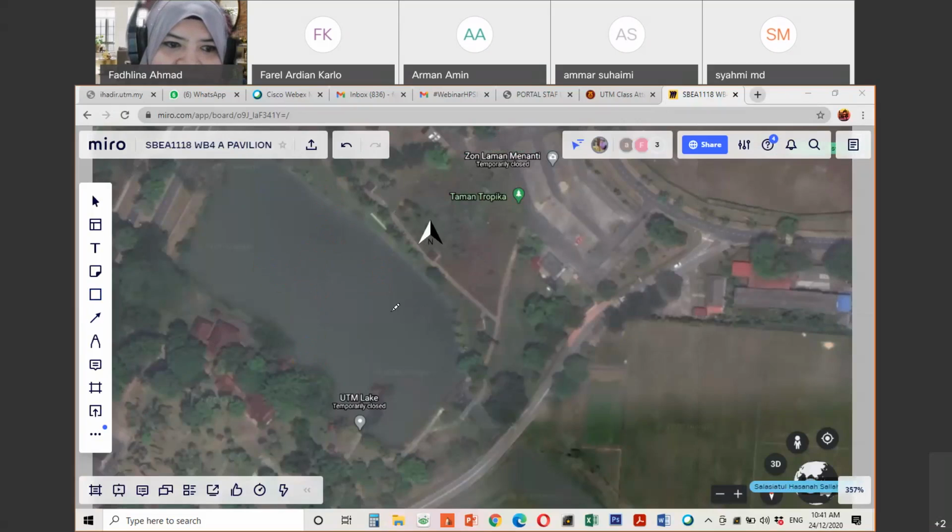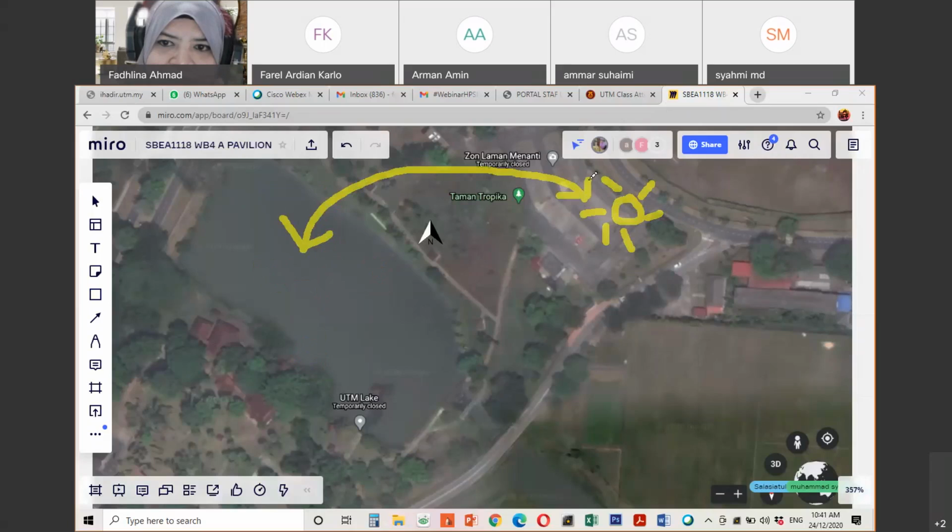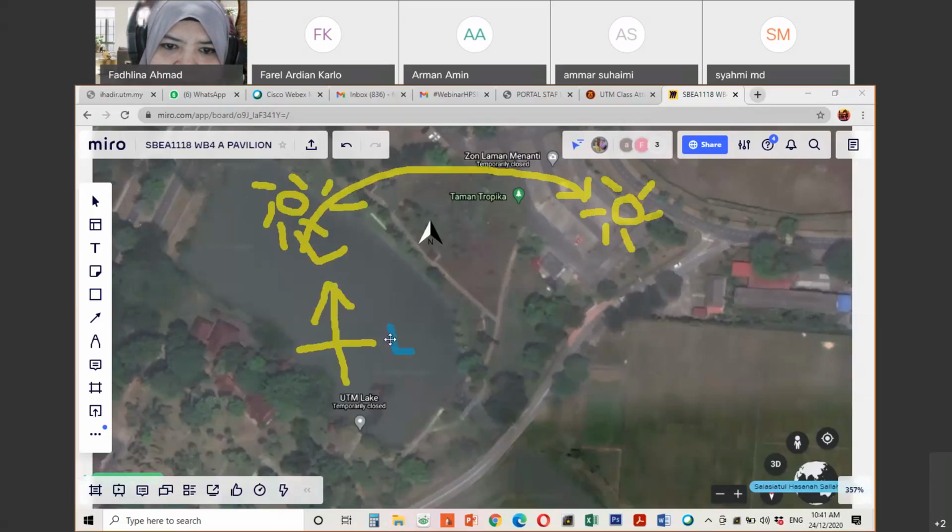Okay, so your sun rotation will be from here to over here. It will rise from the east and go down to the west. Alright, it is east. Do you understand, Farrell? Farrell, can you understand this one? Okay, so it will move from east to west. So this one is east. And then this one is west.